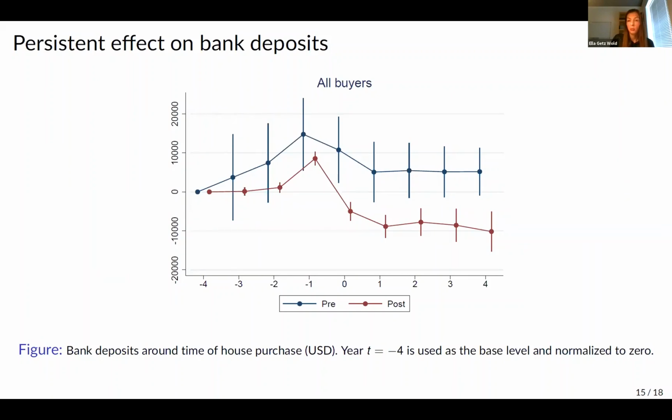And then for those that buy prior to the regulation, there's no significant impact on bank deposits after the purchase has taken place. For those that buy following the regulation, on the other hand, we see that bank deposits are significantly lower in the post period, both relative to the pre-period and relative to these buyers that buy prior to the regulation. So there seems to be a quite persistent effect here on bank deposits. The red line doesn't really revert back, at least within this time period.